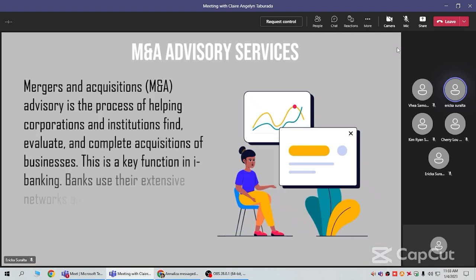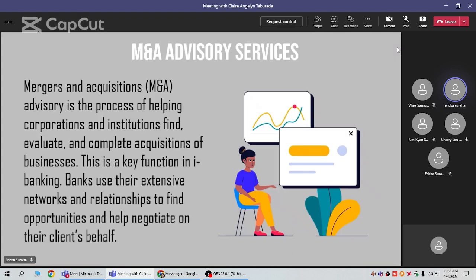Then next is the M&A advisory services. So in mergers and acquisitions advisory, it is the process of helping corporations and institutions find, evaluate, and complete acquisitions of businesses. This is a key function in investment banking. Banks use their extensive networks and relationships to find opportunities and help negotiate on their clients' behalf.